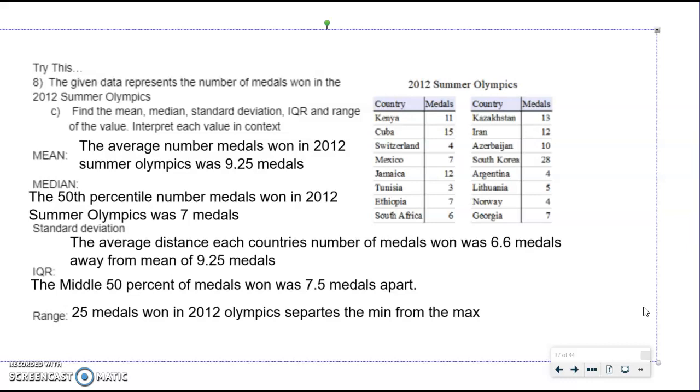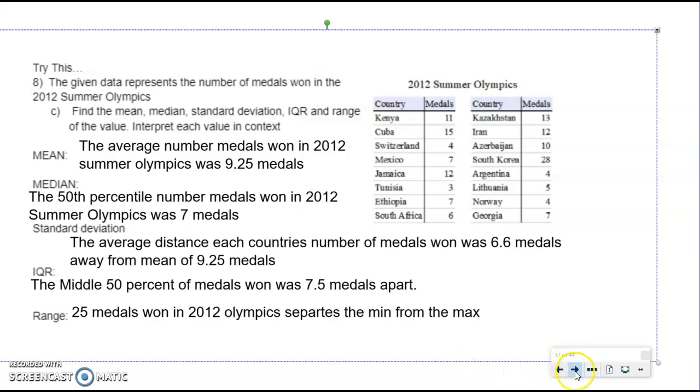The 50th percentile was about 7 medals. The standard deviation you should have gotten was 6.6. So the average country's number of medals won was 6.6 medals away from the mean. The middle 50%, or IQR, was 7.5. The range was 25 medals.